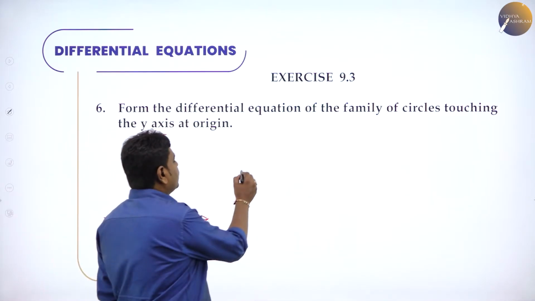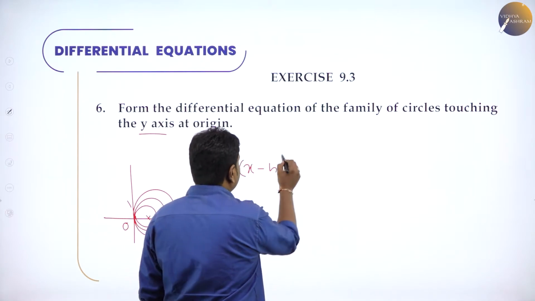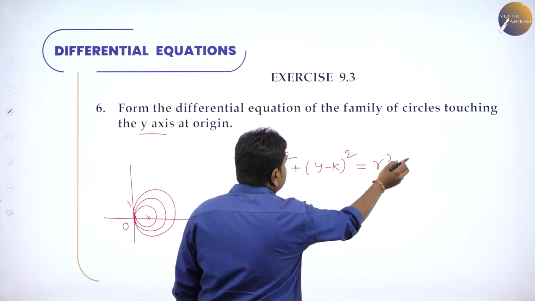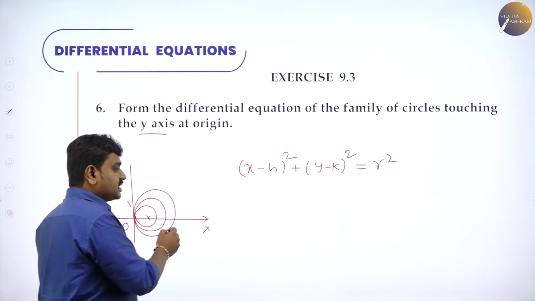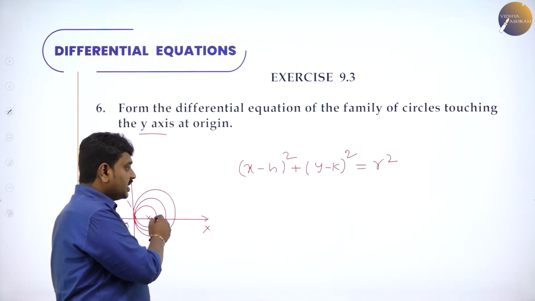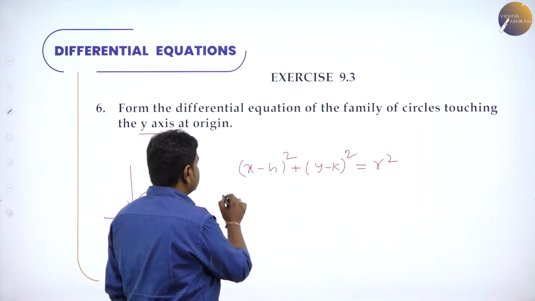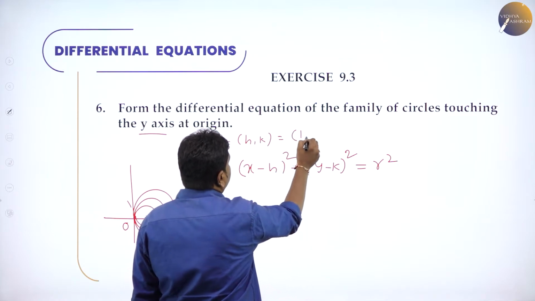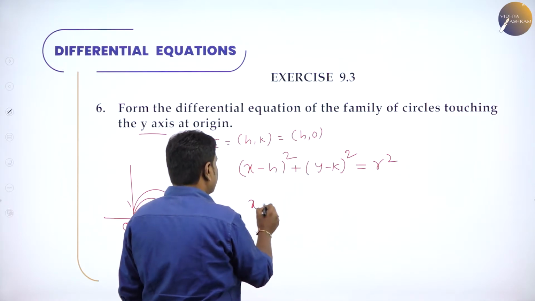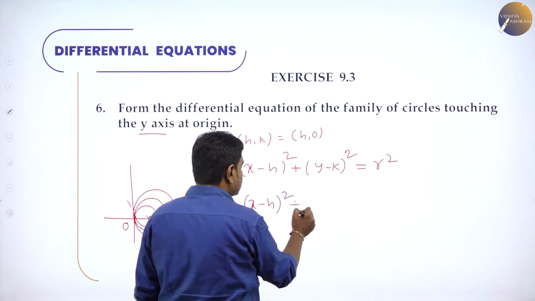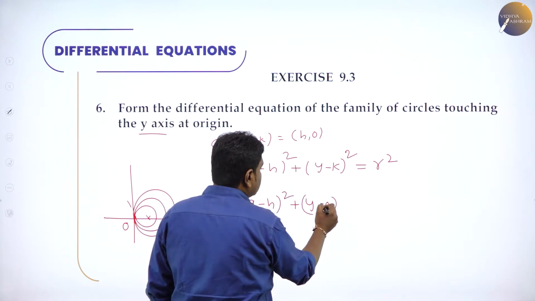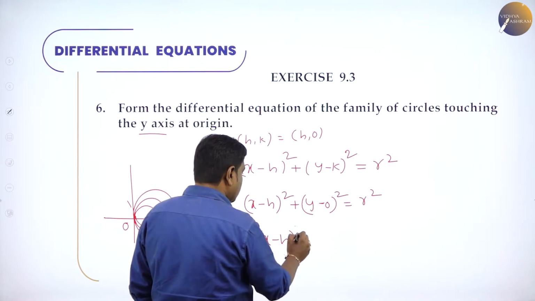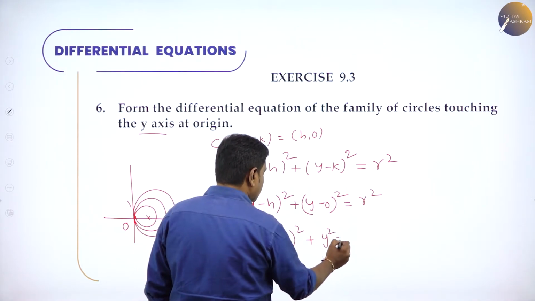X-axis. What is the equation of circle you learned? X minus h the whole square plus y minus k the whole square is equal to r square. So here center is on what axis? Center is on x-axis. If the center is h comma k, and it is on the x-axis, it will be in the form h comma 0. Your k is 0. So it will become x minus h the whole square plus y minus 0 the whole square is equal to r square. Or I can say x minus h the whole square plus y square is equal to r square.